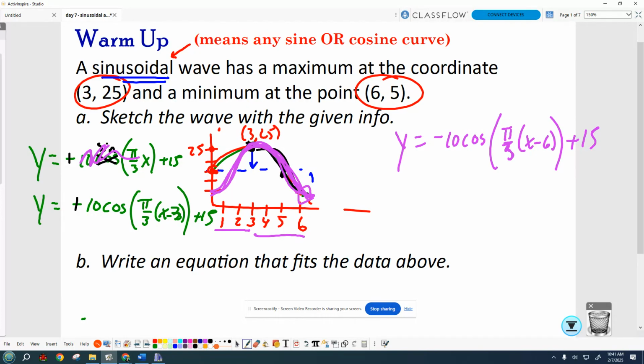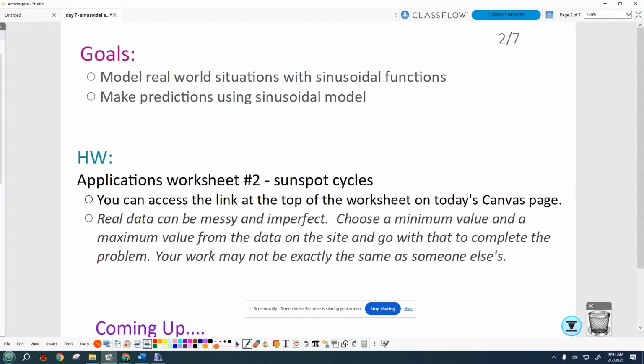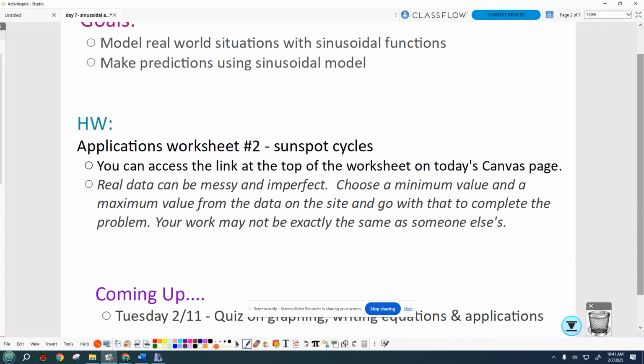Okay. Are there questions on, okay, sorry. Today, we're going to do some real stuff. We're going to look at tides data and phases of the moon and sunspots.